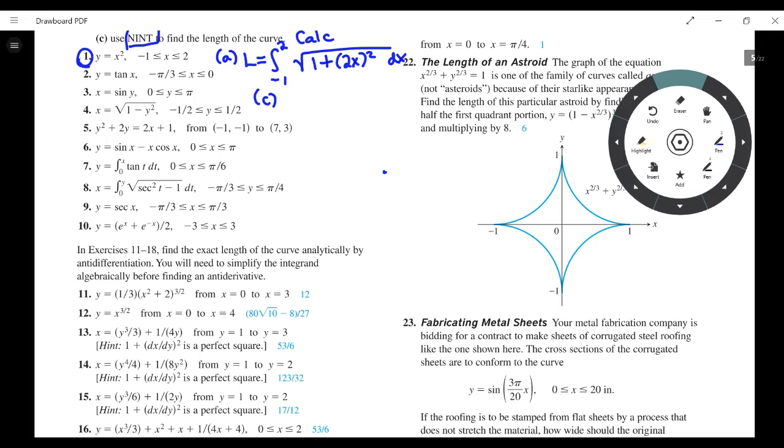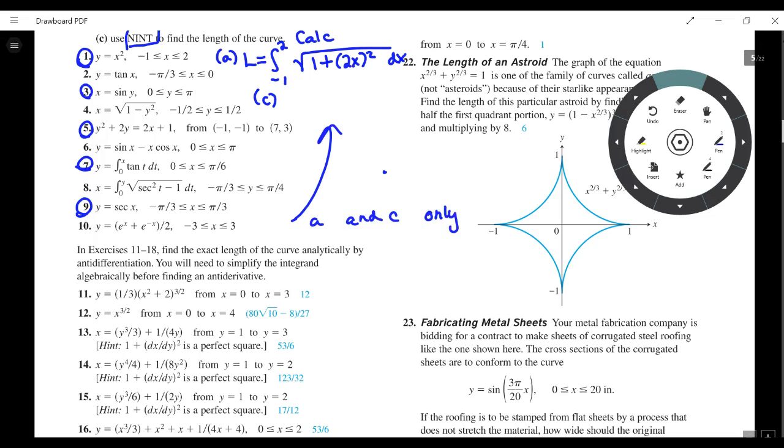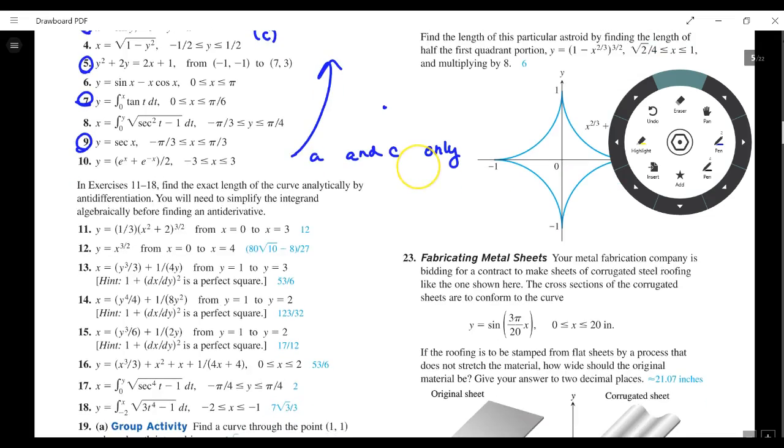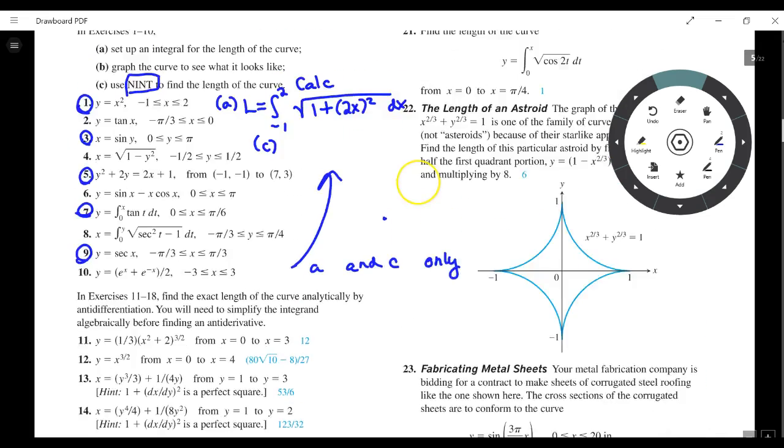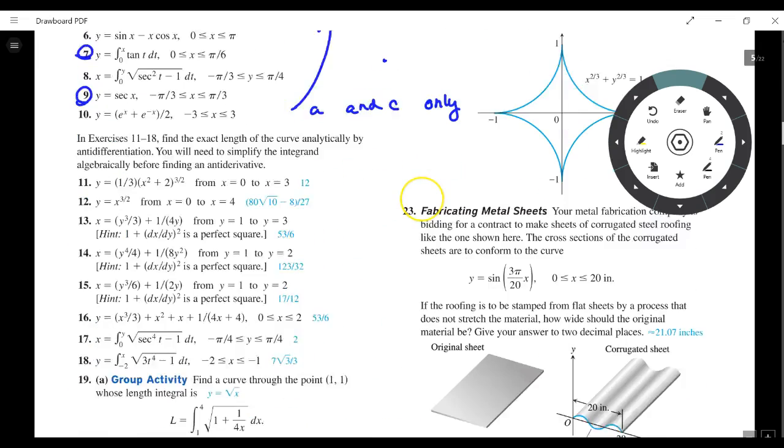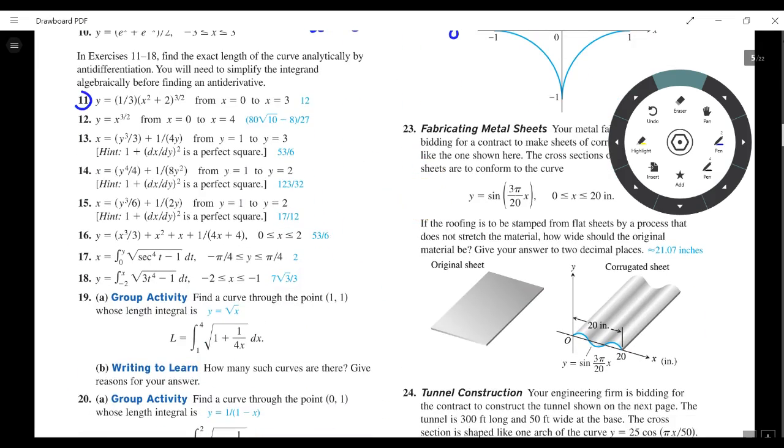Blankets of an asteroid. So, all of these are going to be the same. Just do A and C only. Good. When we get to, oh, and then we had till 13. So 11 and 13, you're supposed to try to do by hand like we did the ones in the packet.